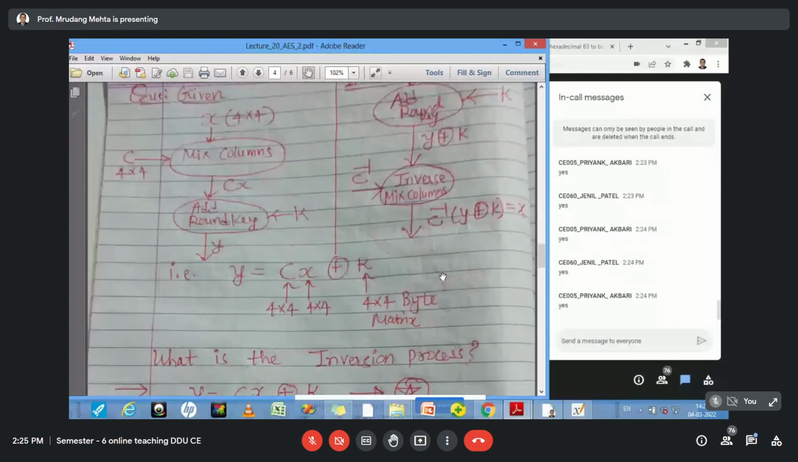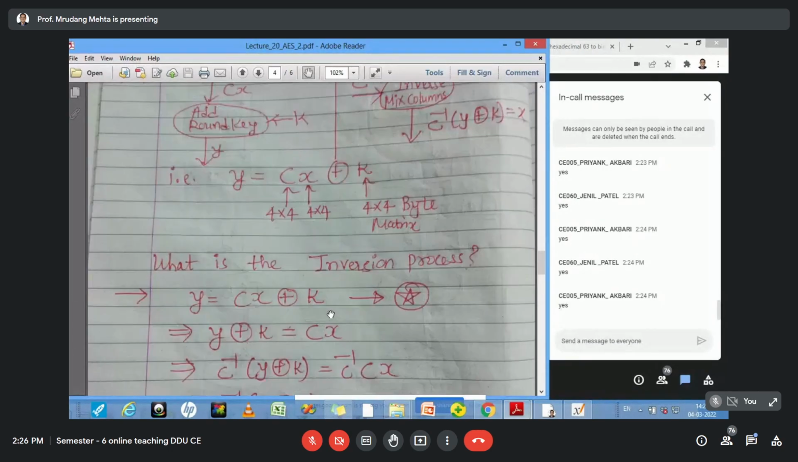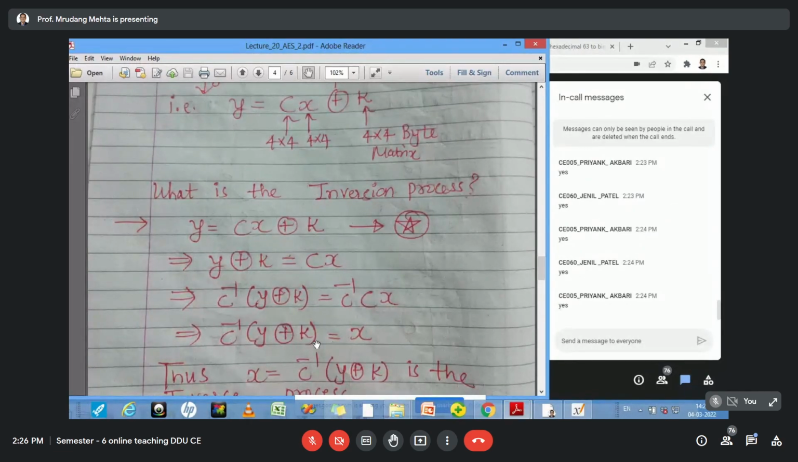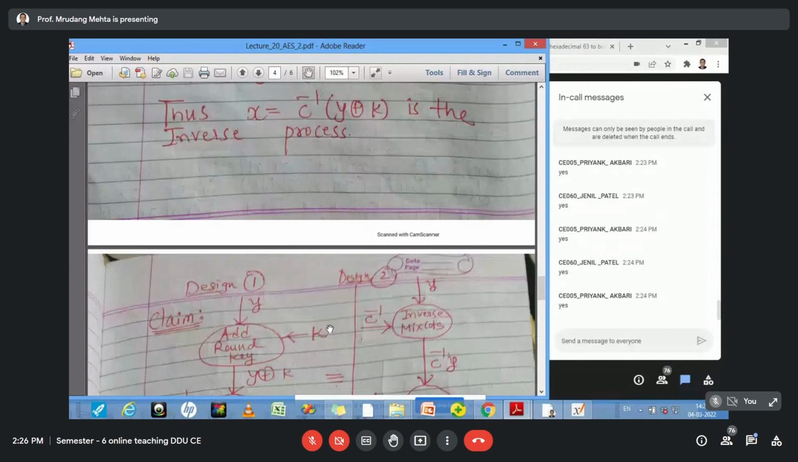So is this reflecting the same thing? But if we see, it should be multiplied by C inverse, right? So Y equals C into X XOR K. If we take XOR K to the other side, then we have Y XOR K, and this K XOR K cancels out. So we get C into X. So X becomes C inverse of Y XOR K. So this is the inverse process.